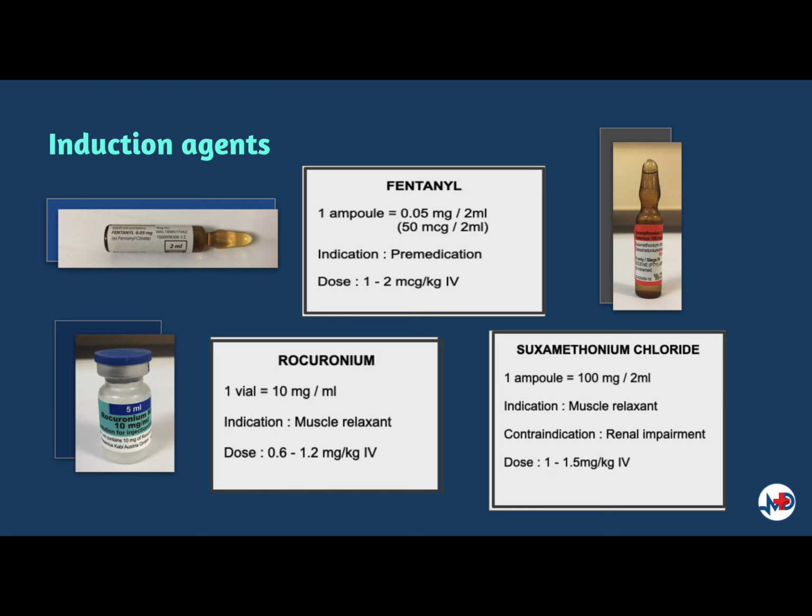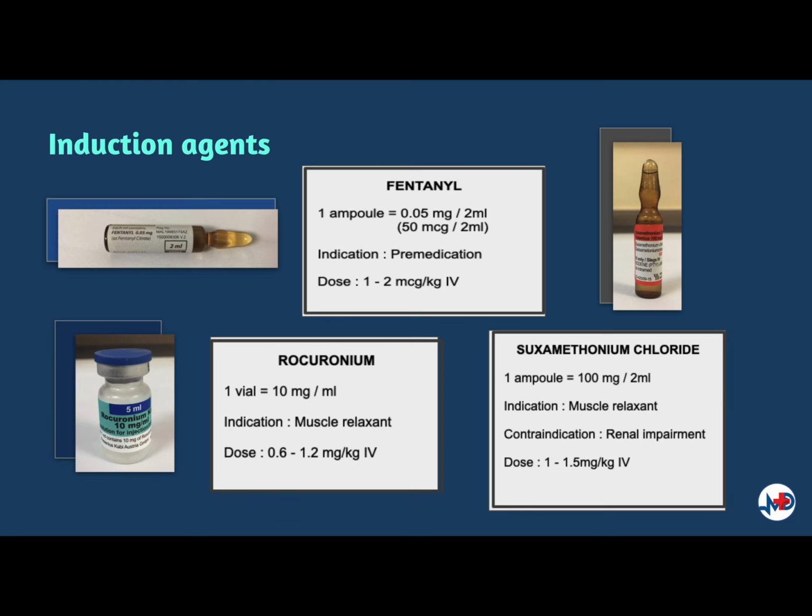Then we have rocuronium and suxamethonium, which are examples of paralytic agents. For rocuronium, it comes in a form of vial of 10 milligrams per mL. It is used for muscle relaxant before intubation, and the dose administered would be 0.6 to 1.2 milligrams per kilogram intravenously.